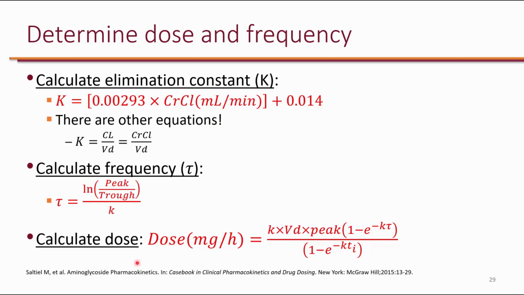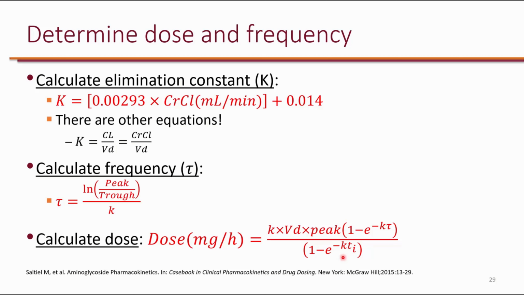So once you figure out the tau, after you round it to something realistic, you're going to use this equation to come up with the dose. So let's say you found the tau of 5 and rounded it to 6, so you're going to use 6 in this equation. You use the K that you got from up here. You put the target peak that you want. You put the volume of distribution from previous slides and the K again. And here you put the time of infusion. So for simplicity, we're going to infuse aminoglycosides over 1 hour.